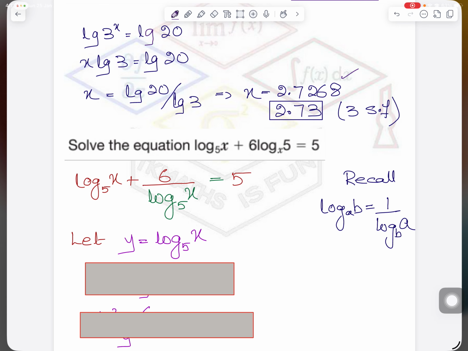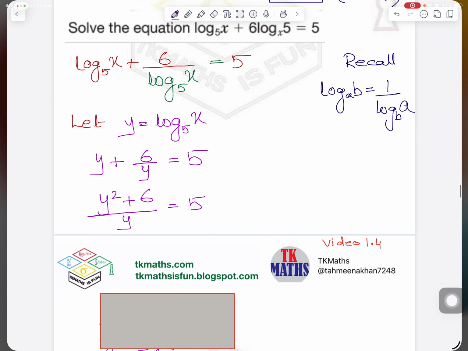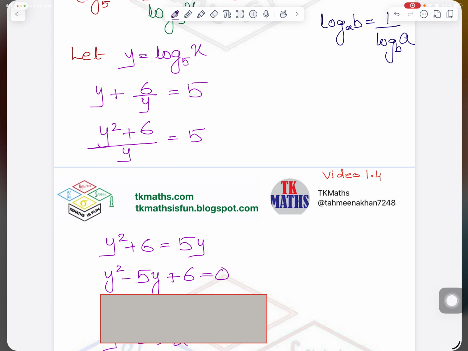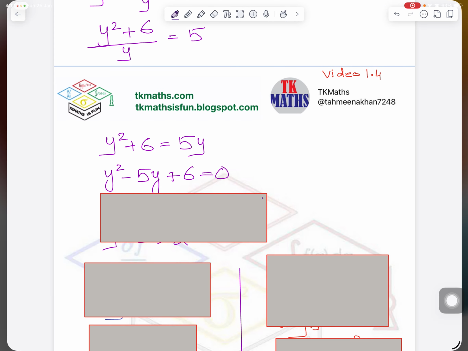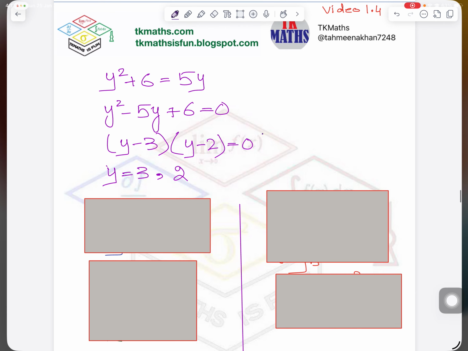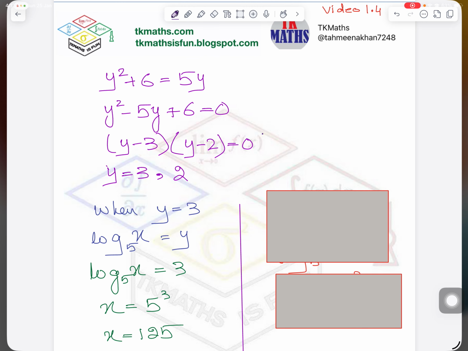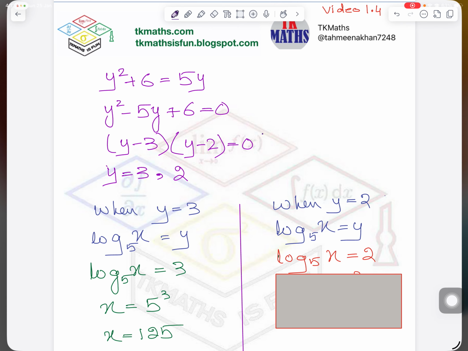We are applying this change of base rule. But we have to find what? The value of x. So we will substitute the values of y in the substitution we have taken earlier. And what was the substitution? Log x base 5 equals y. So I hope you have gotten the answer correct.